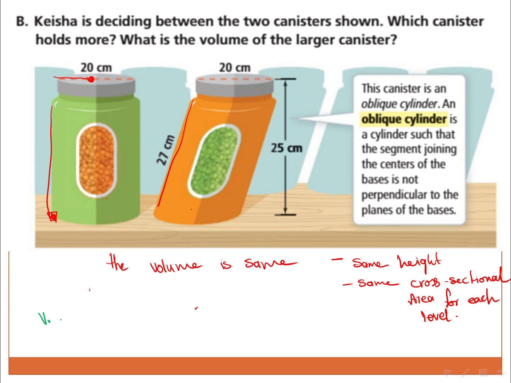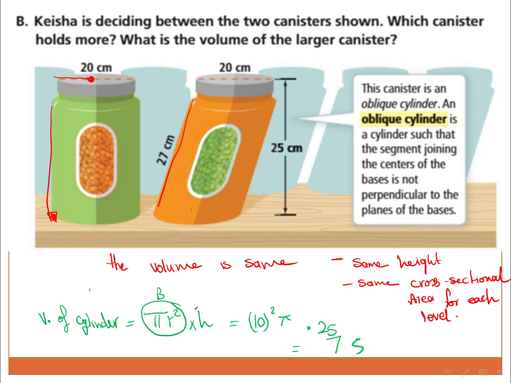So the volume of the cylinder equals pi r squared, which is the area of the base, times the height. The whole diameter here is 20, so half of it is 10. So pi times 10 squared times the height, which is 25. Calculated, it's going to be 7,854 centimeter cube, which is my final answer.